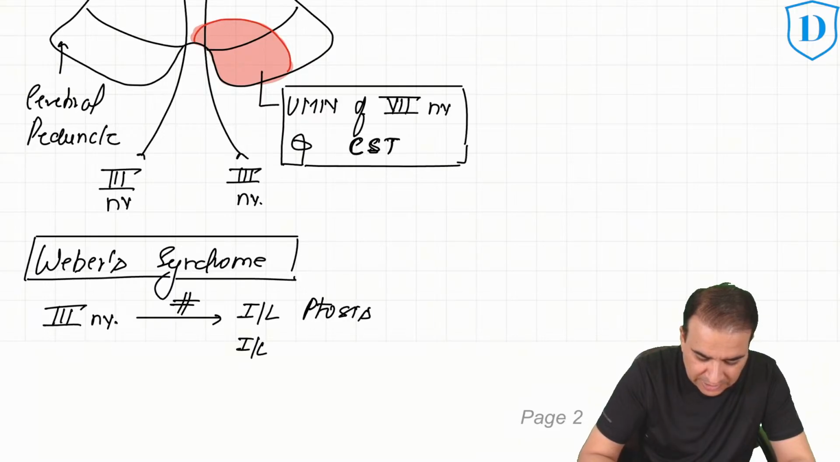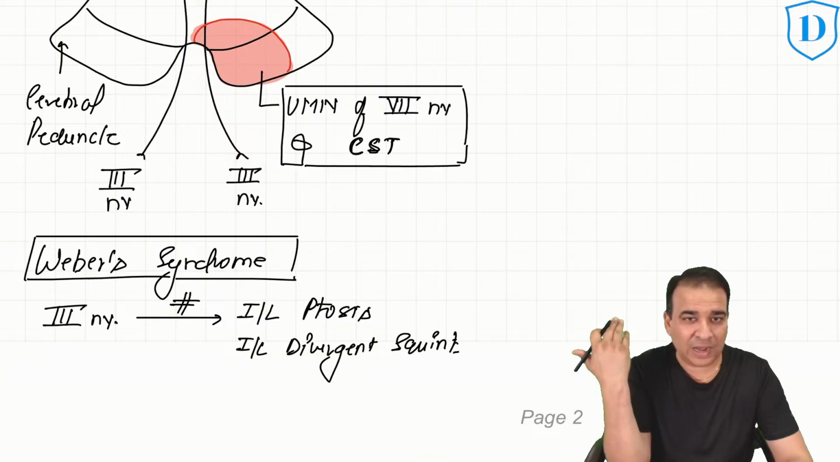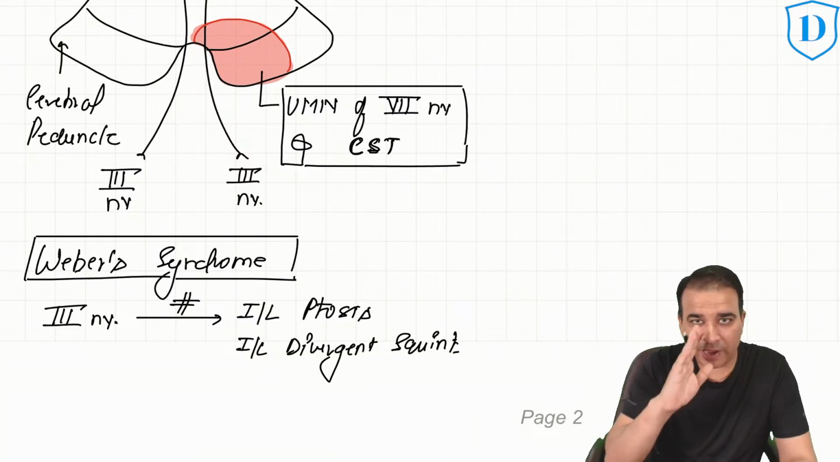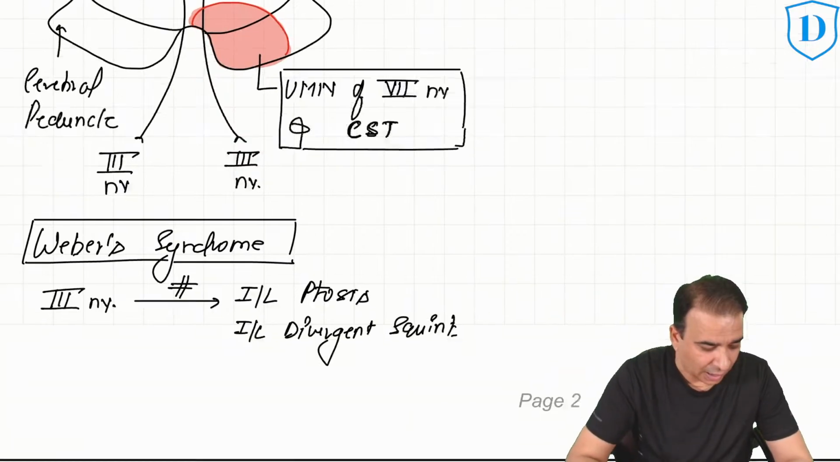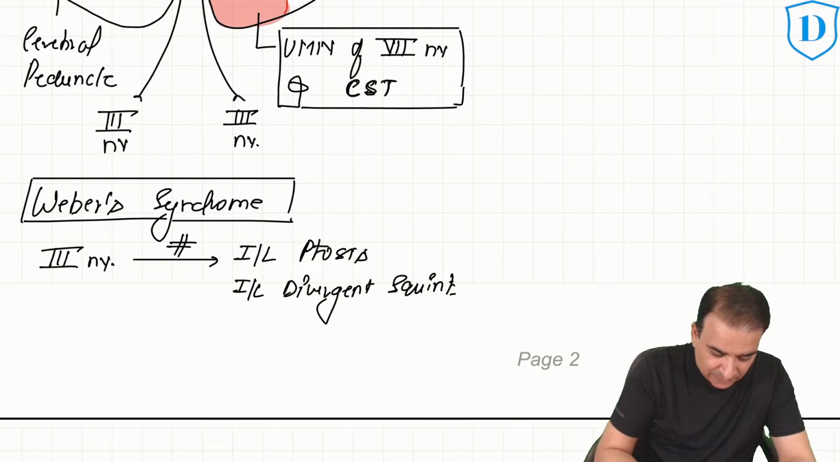There is an ipsilateral divergent squint because the medial rectus muscle is not working, so the lateral rectus is working. So divergent squint. The patient's eye will be abducted, out and down, out. That is the eyeball. That divergent squint is there because of third nerve palsy.